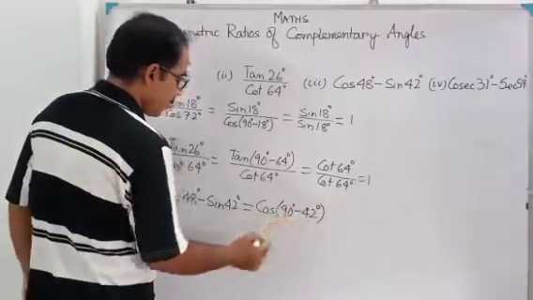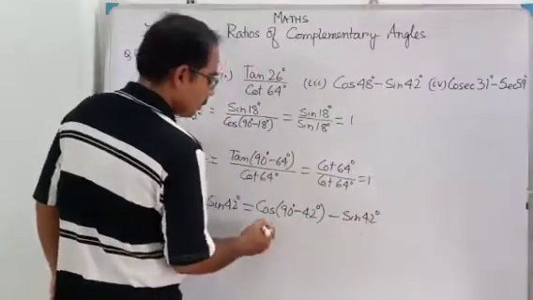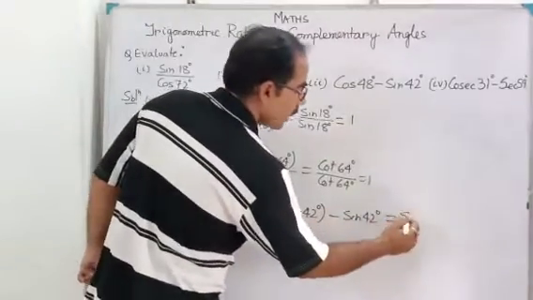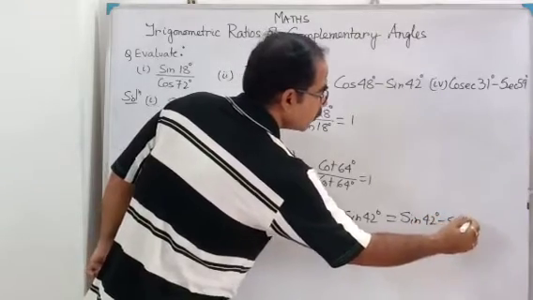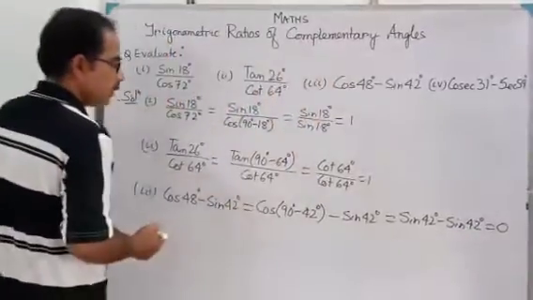I can write in that format, minus sin 42 degree. Okay, so that is equal to sin, cos 90 minus 42 means what? Sin 42 minus sin 42 degree, that is equal to 0. So the answer will be 0.